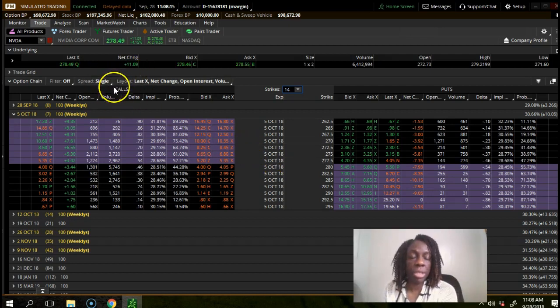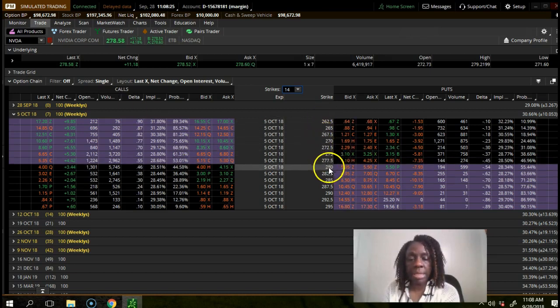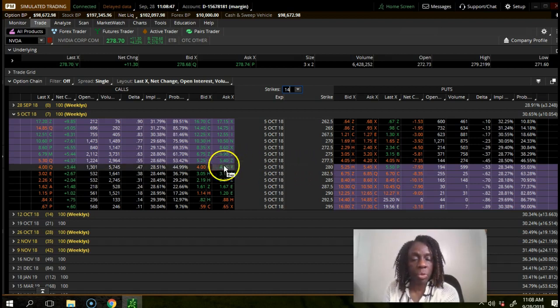Now calls, we're only interested in calls when the market is going up. So we have a bullish market, and so we want to make money as the market goes up. These are the prices that we want to buy the contract at. These are called the strike price. Right now NVIDIA is trading at 278. And we want to buy one of these that are not highlighted in blue. So if we believe that this price of $278 can go up $2 to $280 by next week, then we purchase this one. The last price paid on this was $4.00.